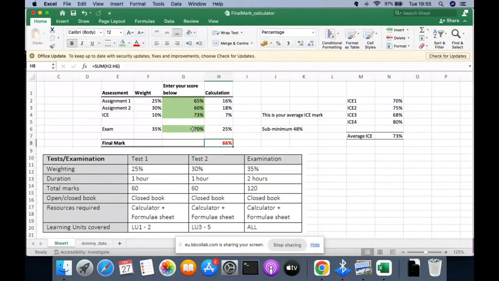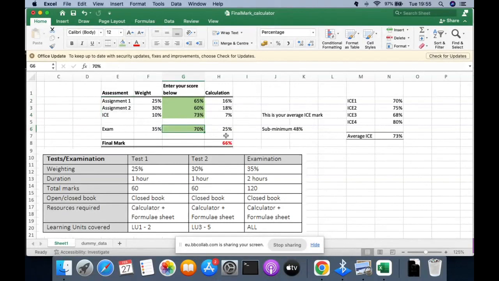All right, just one more point. Your exam, you need to have a sub minimum of 48. So even if your class marks for assignment 1, 2, and your ICE marks are, say you scored 100% for all of it, you still need to get at least 48% for your exam, no matter how high your CAS mark is, basically the marks for your assessments. You must have a minimum of 48%.